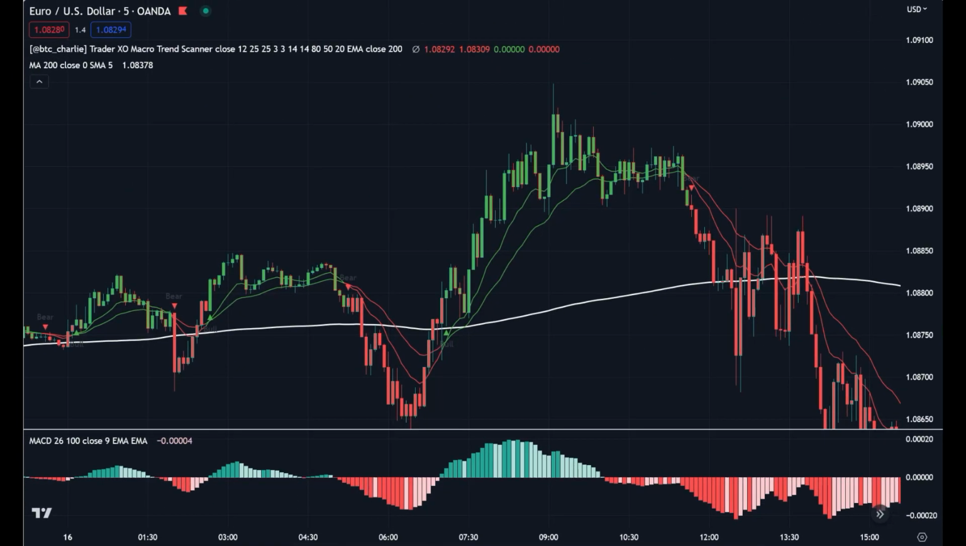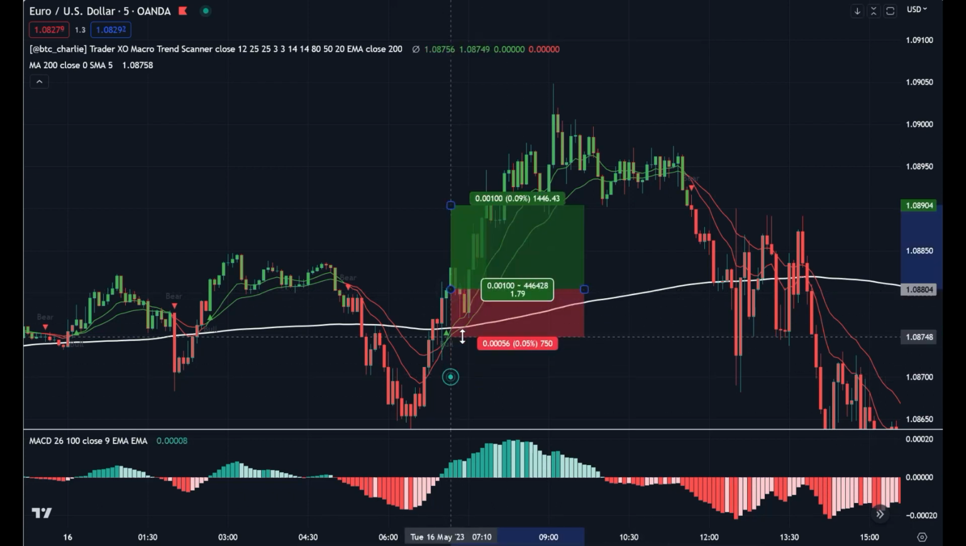Now, let's consider the conditions for a long or bullish trade. To enter a buy trade, we need to receive a bullish signal from the trader XO indicator. Additionally, the MACD histogram should be above the zero line, indicating an uptrend. Lastly, our trigger candlestick should close above the moving average line. If these conditions are met, we can enter a buy trade.